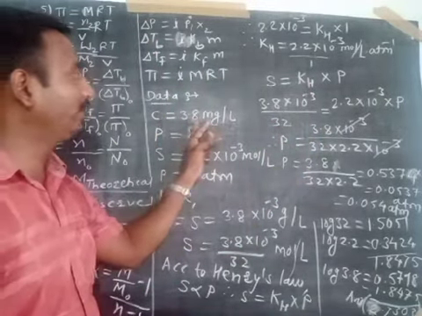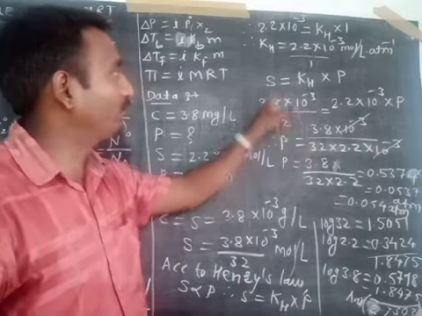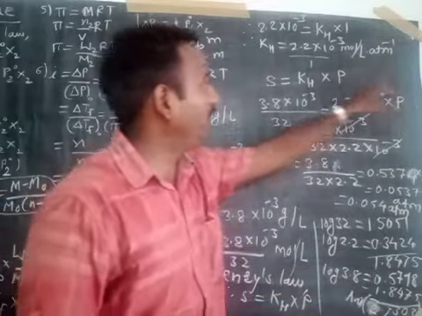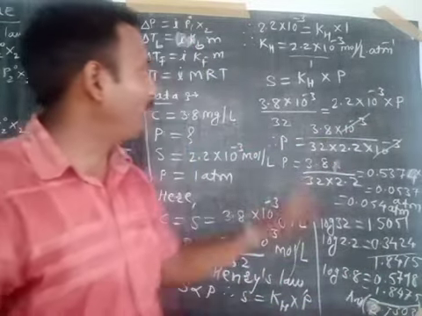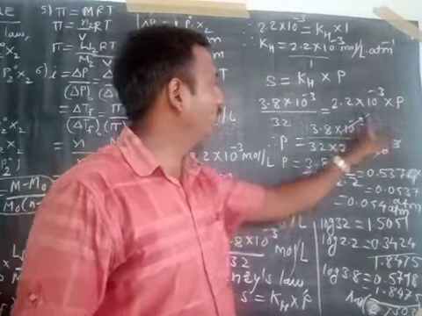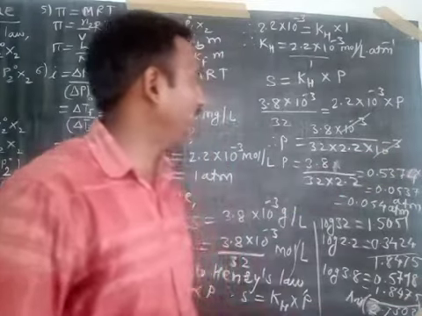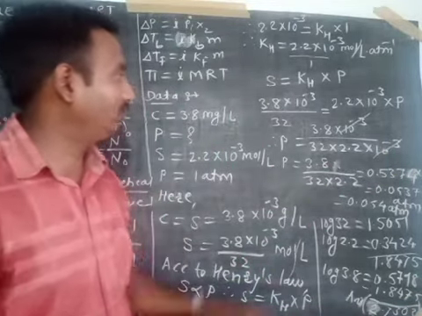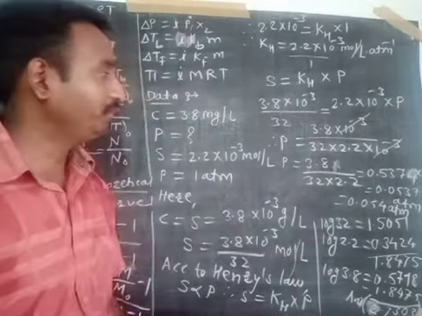Here the second solubility is 3.8 into 10 raised to minus 3 divided by 32. KH is 2.2 into 10 raised to minus 3, and we have to calculate the value of partial pressure, that is P. And that's why P is equal to 3.8 into 10 raised to minus 3 divided by 32 into 2.2 into 10 raised to minus 3. 10 raised to minus 3, 10 raised to minus 3 will get cancelled. And that's why P is equal to 3.8 upon 32 into 2.2.